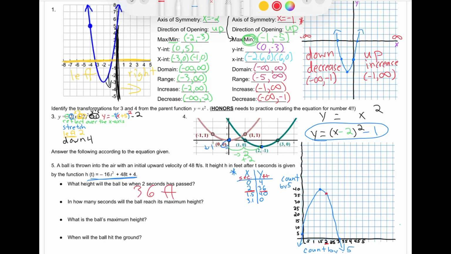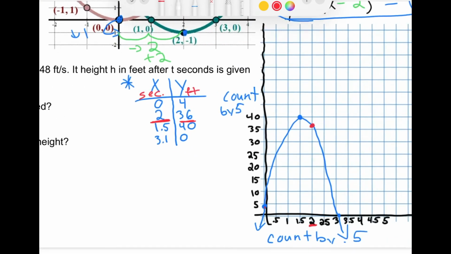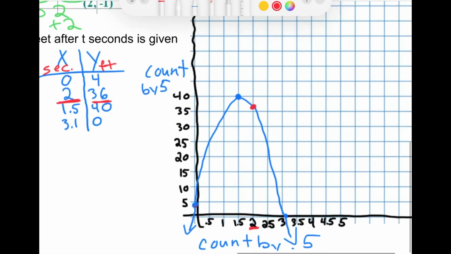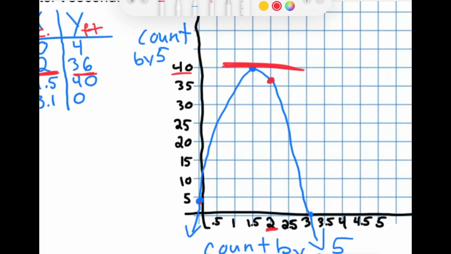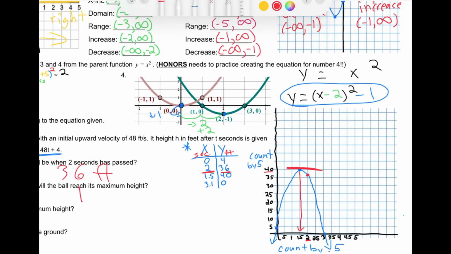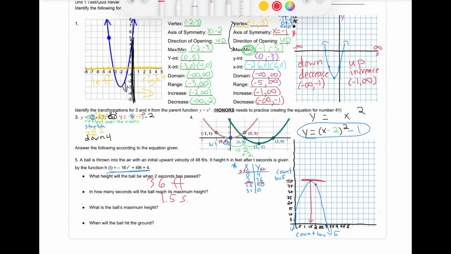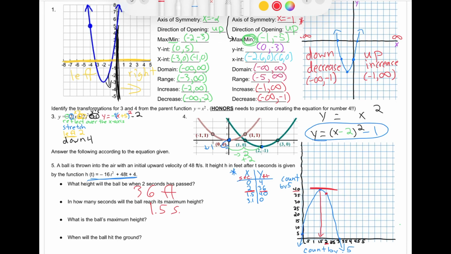And how many seconds will the ball reach its maximum height? Well, you can see it on the graph. The max height is found at 40. Well, it asks, how many seconds will it reach that? Well, with our x being our time, we're looking at 1.5 seconds. What is the ball's max height? We just spoke about it.